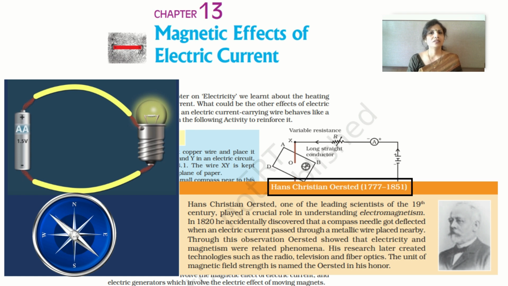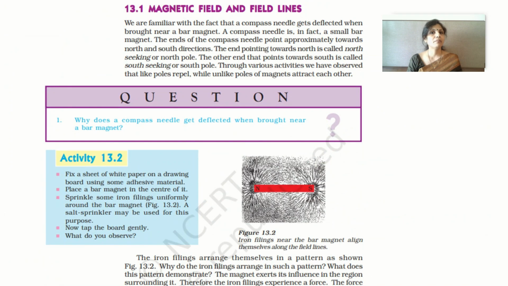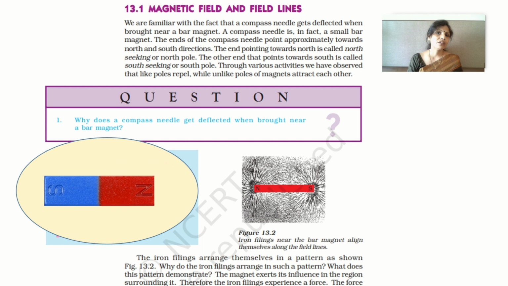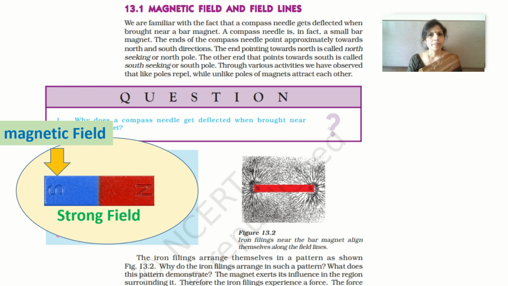After this, we discussed magnetic field and magnetic field lines. For this, if you remember, I told you about the bar magnet, and we discussed that the area around the bar magnet wherein the force of attraction is effective is called magnetic field. The magnetic field is very strong near the magnet, and as we move away, the magnetic field becomes weak. This is how we discussed the strength of the magnetic field.